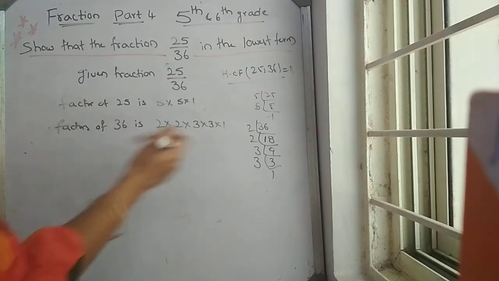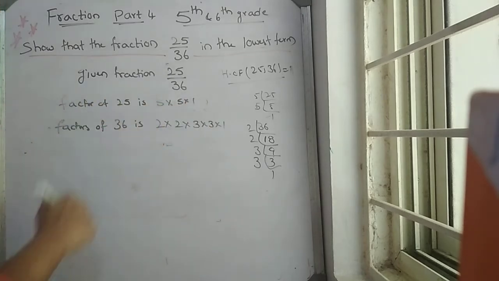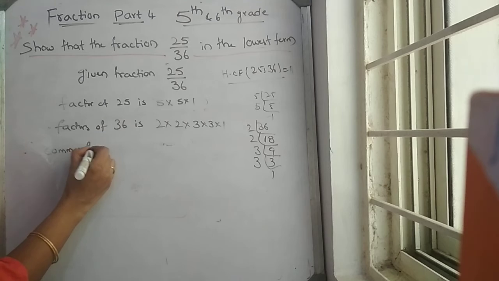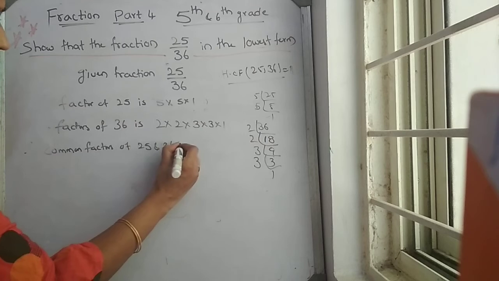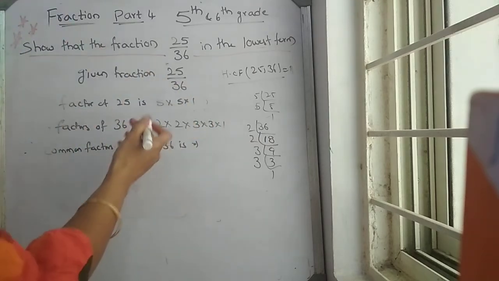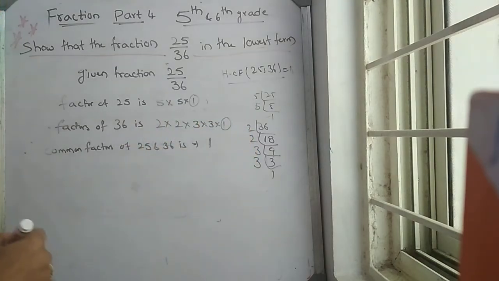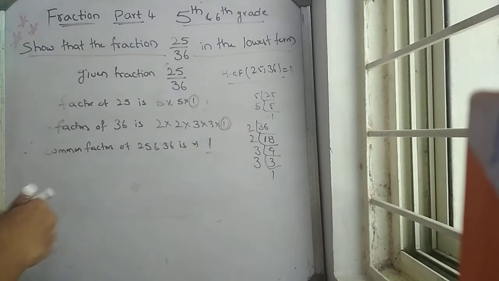So first you can find the common factors. What are the factors here? First you find the common factors of 25 and 36. What do we have? Only one we have. Now clear, right? What are the common factors? One, only one.